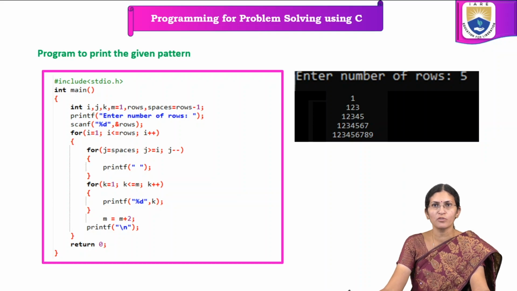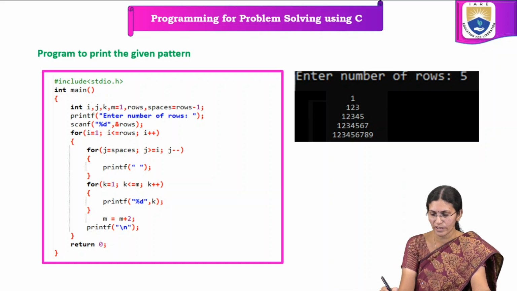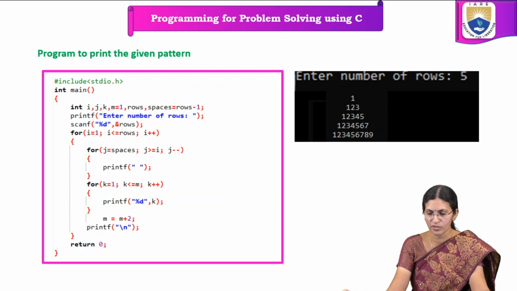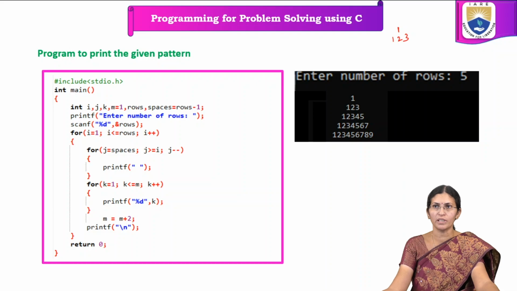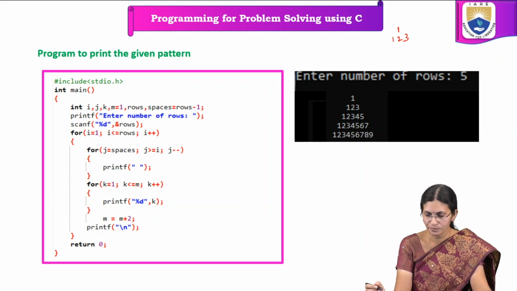Now the next program is to print the given pattern. So this is the pattern we need to print here. So here also we need to specify the number of rows. Based upon the number of rows, we'll get the pattern. So if the user is specifying 1 row, then this is the pattern. If the user is specifying 2 rows, then this is the pattern we need to print. So you can see here.